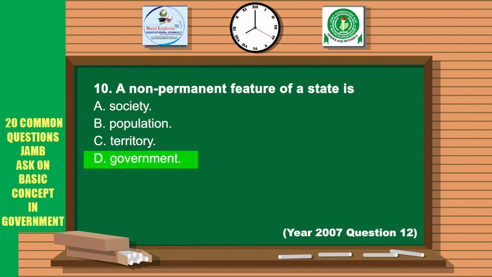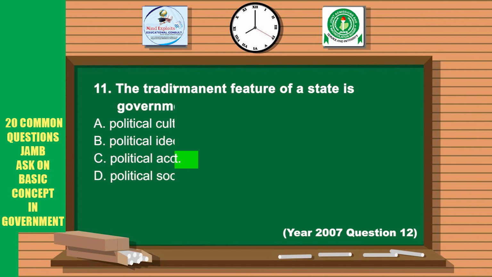Some people live in a state for over 100 years, over 80 years, over 90 years, over 60 years before they die. So population necessarily does not change. The territory also does not change. The landscape remains the same. Where some people have been living for the past 30, 40, 50, 80 years is where they are still living. The society has not changed. The kind of people, their tribes, their culture, their ethnicity have not changed. But one thing that is a non-permanent feature of a state is government, because government is changed at certain intervals.